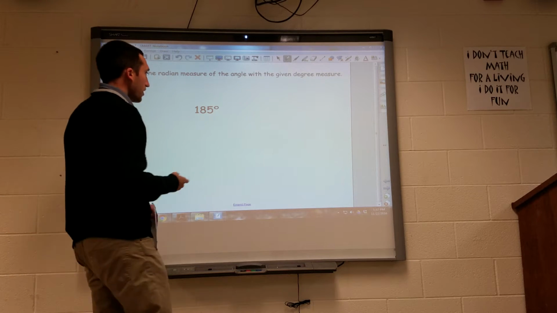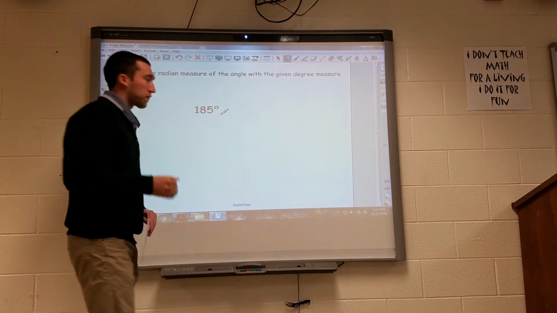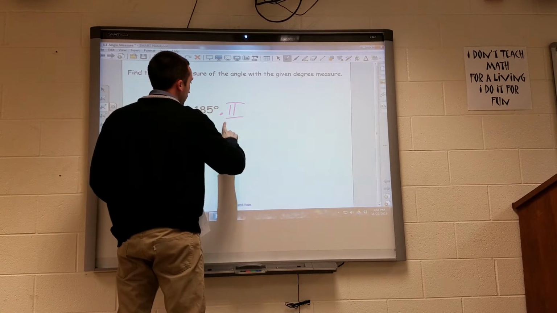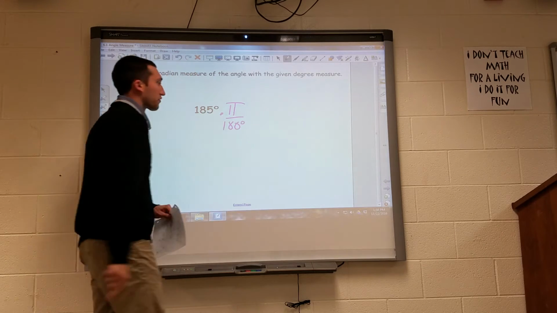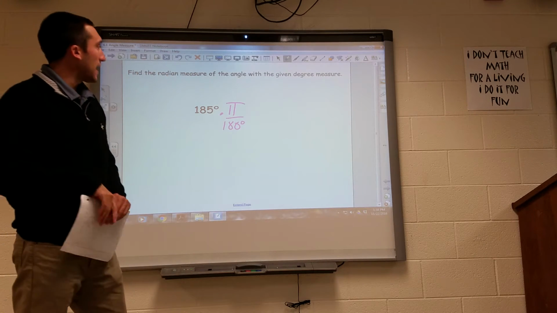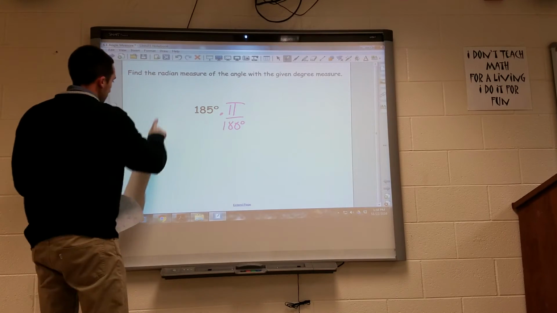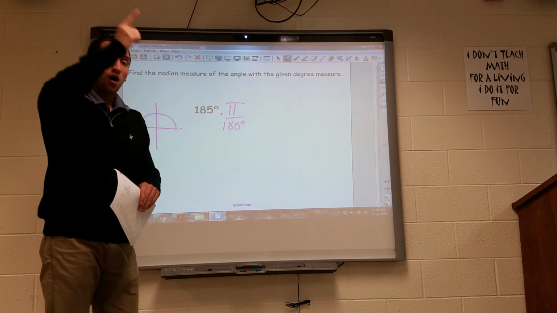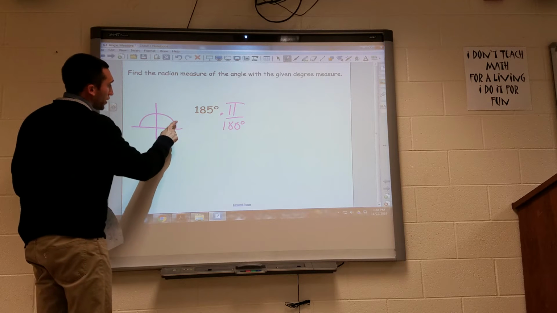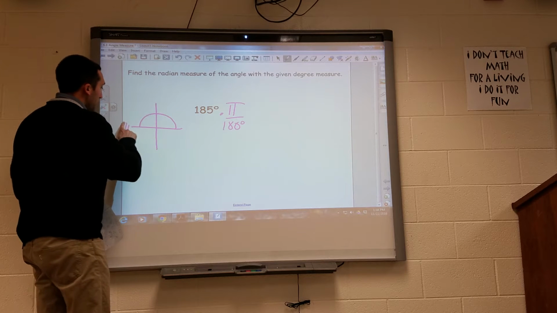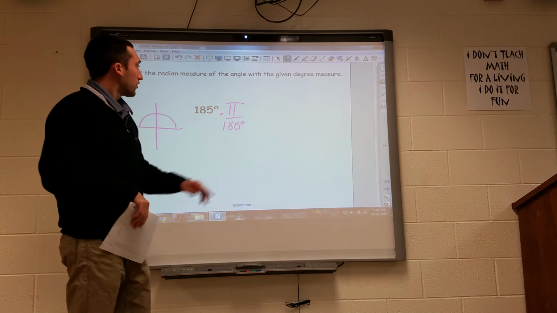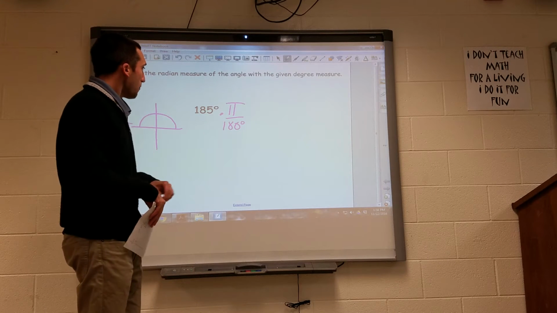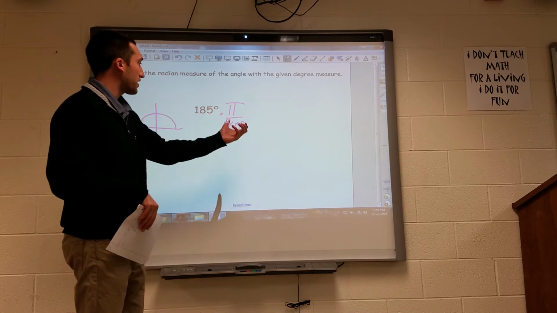So, to go from degrees to radians, I'm going to multiply by pi over 180 degrees. The reason why I'm doing that, if we remember our unit circle, when we go 180 degrees, when we go back to a straight line, this is pi radians. So pi and 180 are actually the same number, but we're just converting from degrees to radians.